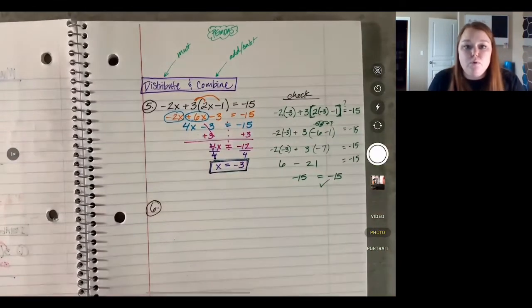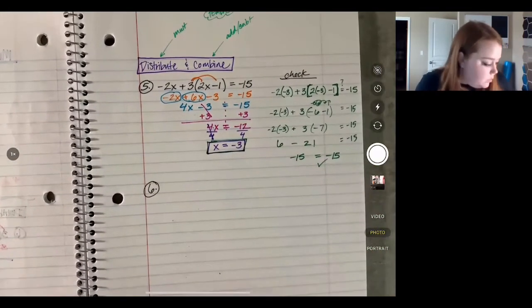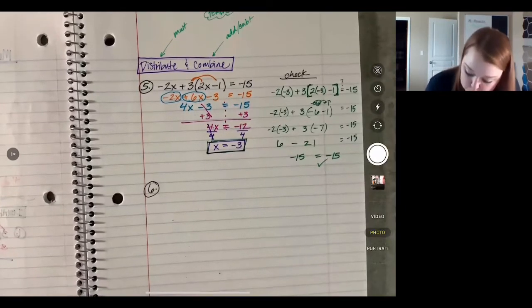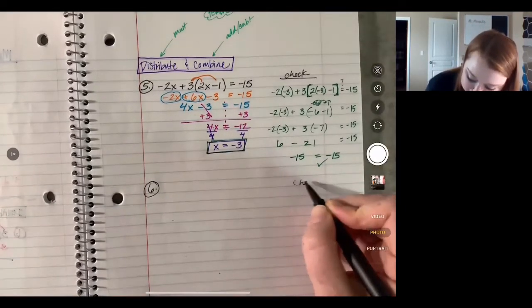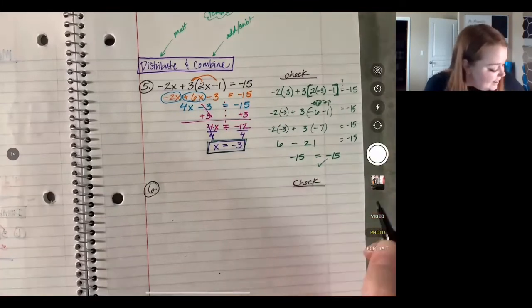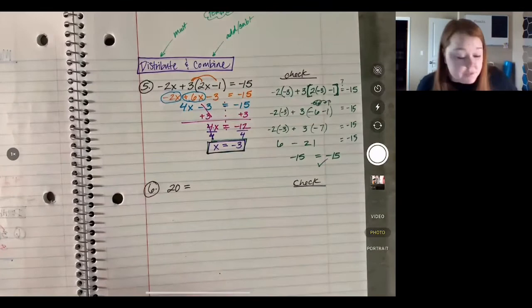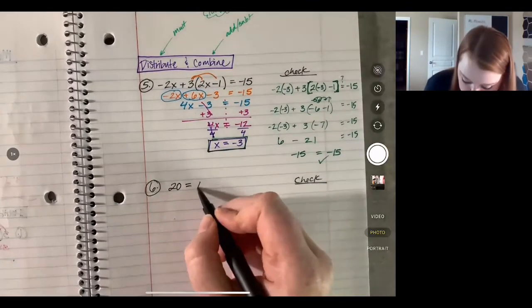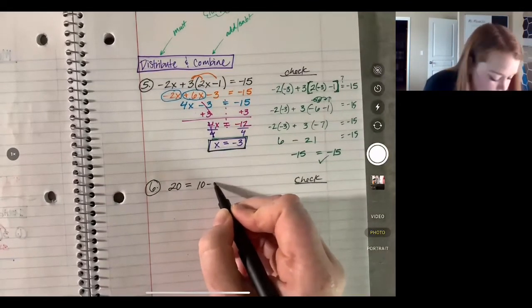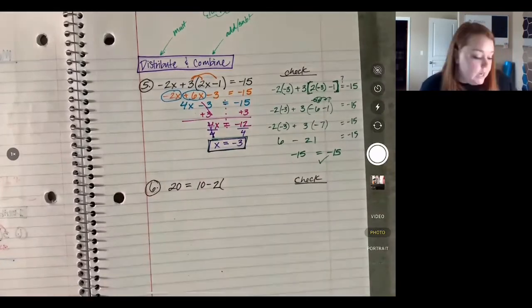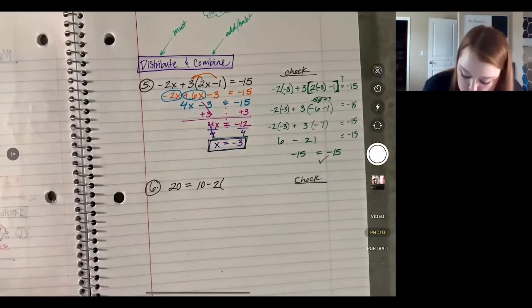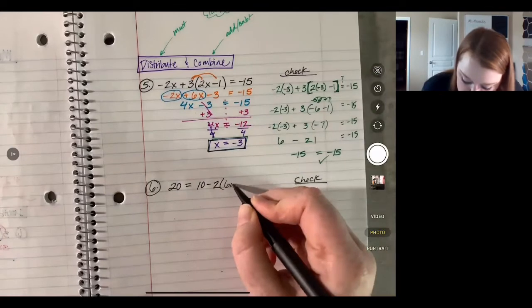Okay, let's do one more of these more lengthy problems. And yes, we're going to check it because it's your favorite thing to do. Okay, 20 equals 10 minus 2. The 2 is right next to a set of parentheses: 6y minus 1.